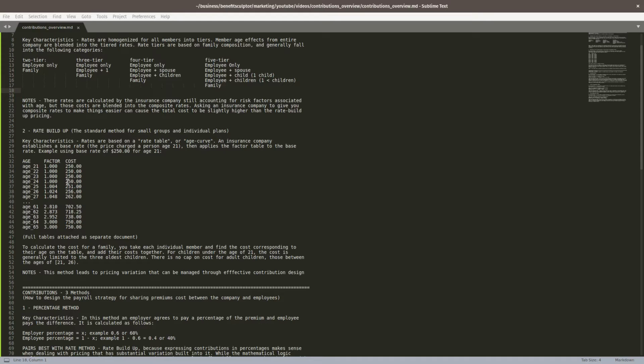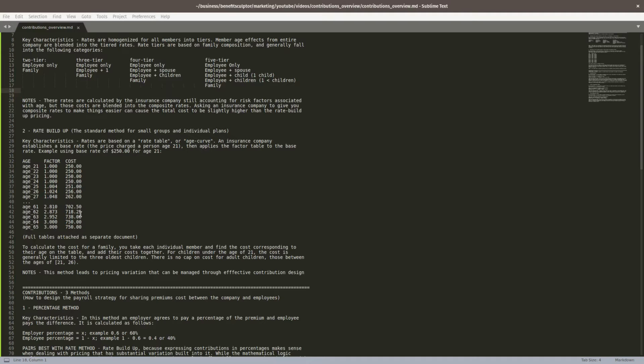And again, the full table will be attached. You can download it and have that information if you want it. So the way that a rate buildup works is we take each member of the family and we go to this table, we find their corresponding rate, and then we just add it up.